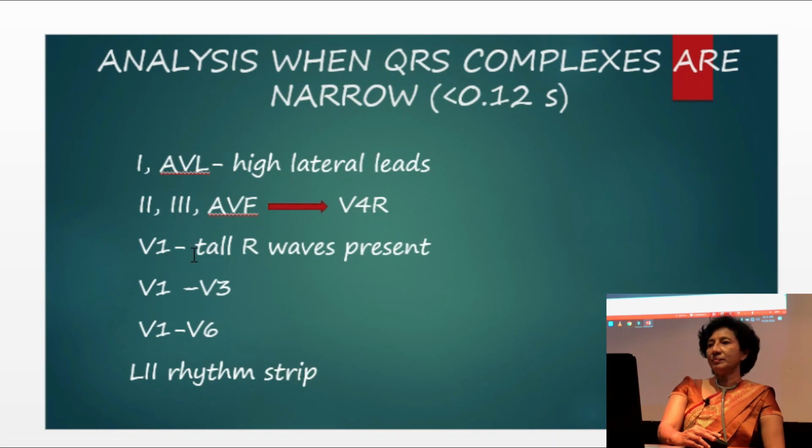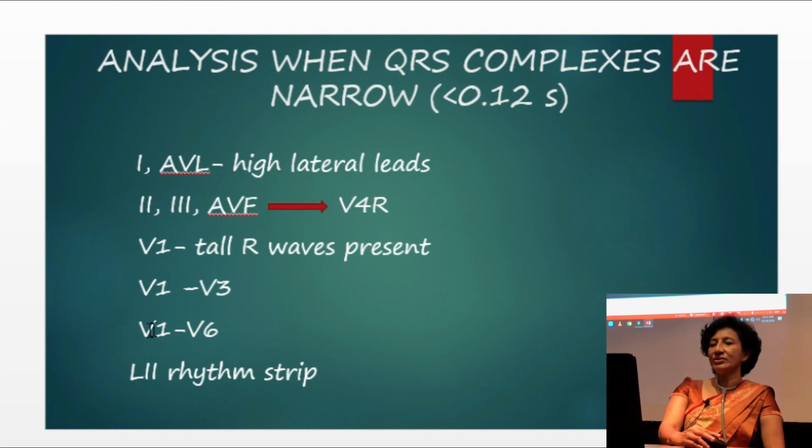Then the next step is analyzing leads V1 to V3. If those leads show ST segment depressions, you have to suspect true posterior myocardial infarction and quickly ask for a repeat ECG with extended chest leads V7 to V9.